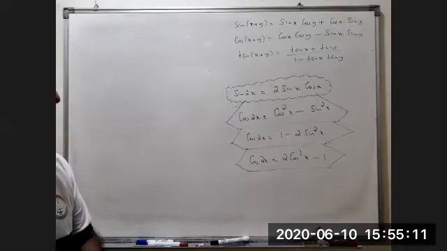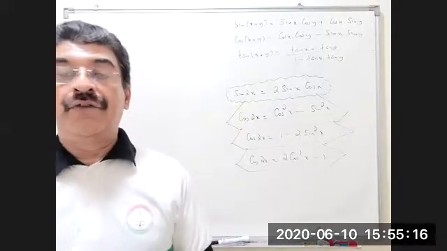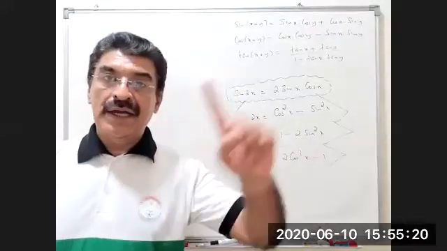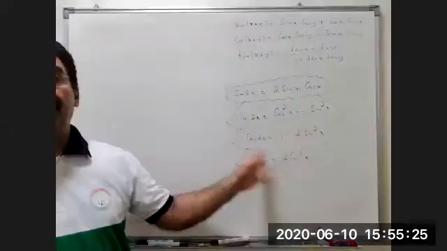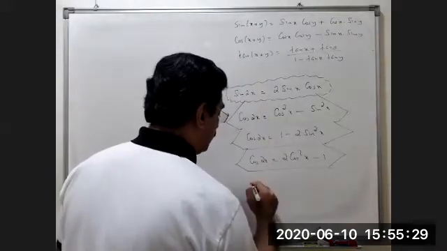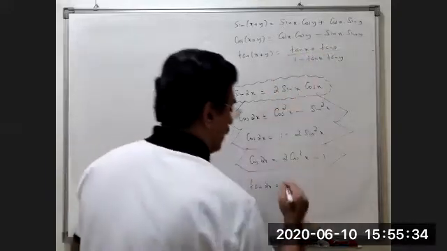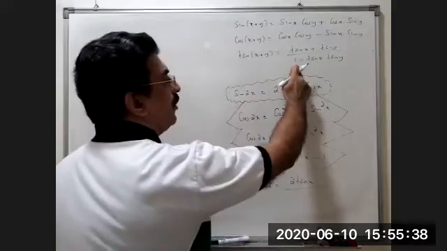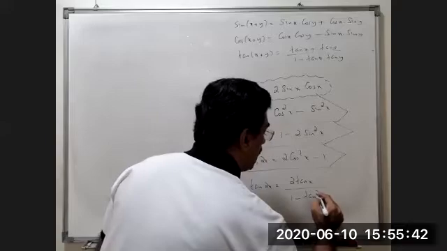Sin 2x, we have only one formula, 2 sin x cos x, whereas cos 2x, we have three formulas: cos square x minus sin square x, 1 minus 2 sin square x, 2 cos square x minus 1. Tan 2x is tan x plus tan x, that is 2 tan x by 1 minus tan square x.